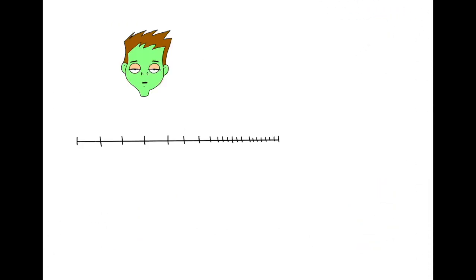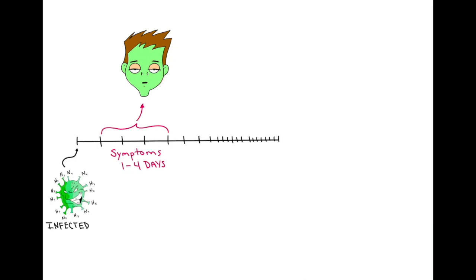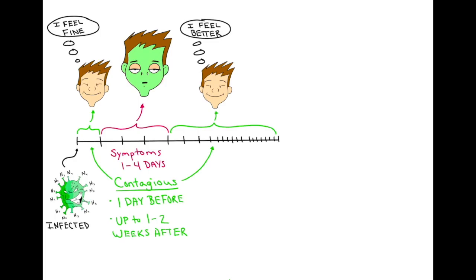Influenza symptoms typically begin between 1 to 4 days after catching the flu. However, you are contagious to everyone around you 1 day before you show symptoms, as well as 1 to 2 weeks after your symptoms have improved. So even though you feel fine, you can still pass the disease on to anyone around you.